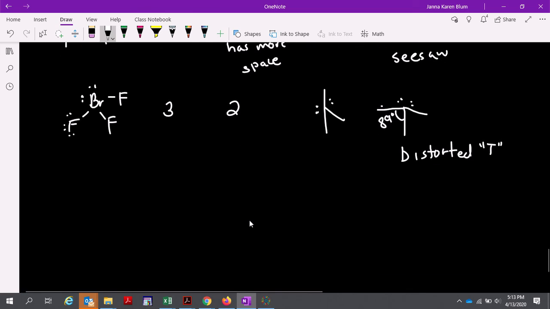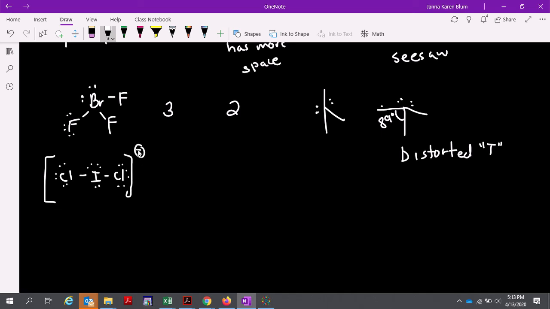And lastly, if I add one more lone pair to this guy, we can look at this ICl2 ion. And this is an ion with a -1 charge. But that doesn't impact, again. Don't let that intimidate you. It doesn't impact what this geometry is going to look like.